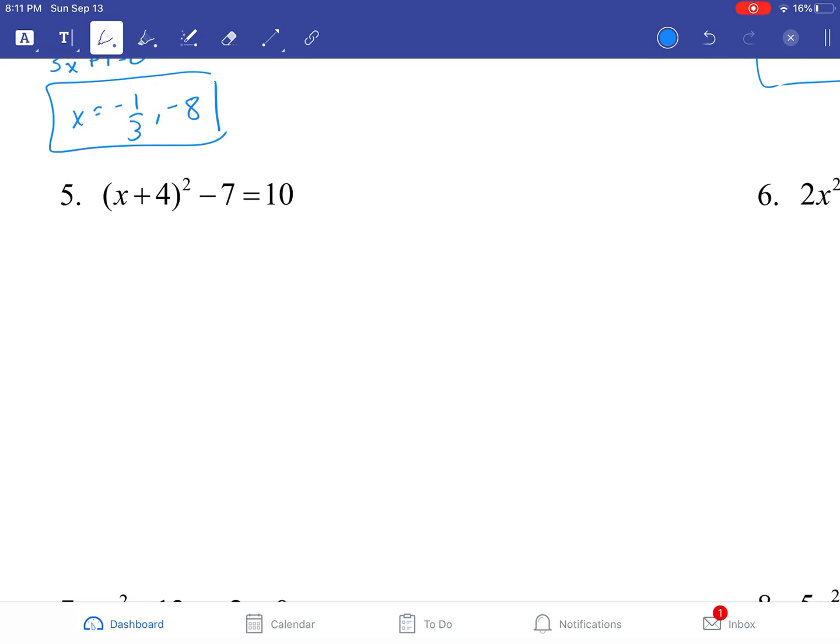Okay. So what we're going to do, in fact, then, is we're going to get whatever is being squared, whatever term is being squared, by itself first. So we're going to add 7 to get that number to the other side. So we're going to get x plus 4 squared is equal to 17. And now that term that's being squared is technically by itself. So to get rid of that squared part, we're going to do the opposite of squared, which is the square root. So the squared and the square root will cancel each other out. You'll be left with x plus 4 equals.